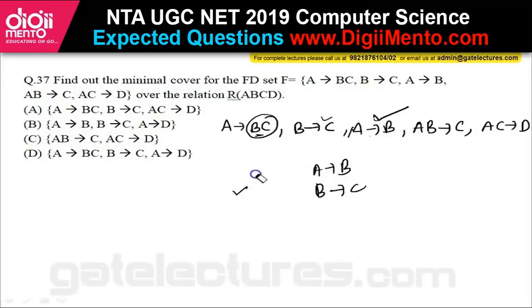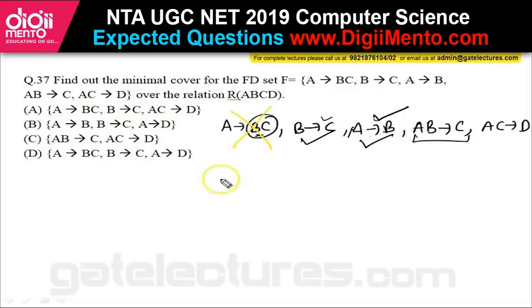So let me rub this one. So basically we don't need to write this one at all. So let's solve the next one. This one is already minimal, so let's solve this one. AB derives C. I have told you how to solve this one. So let's find the A closure. When A closure is found, A closure gives B.